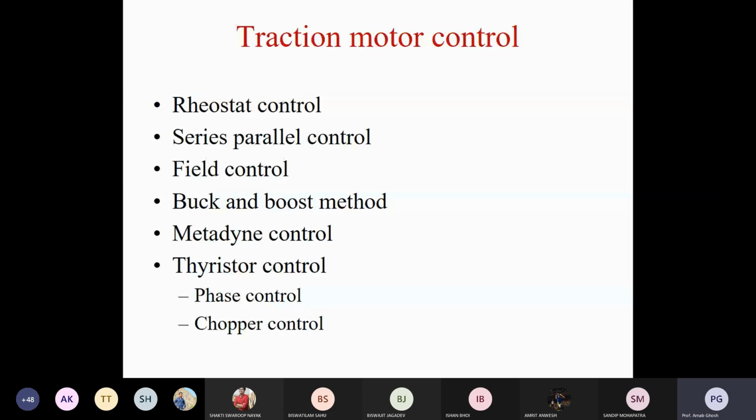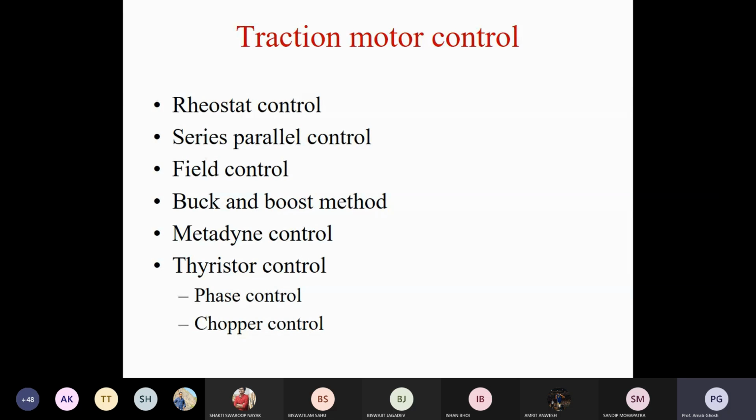Then thyristor control. Why thyristor control? Why not MOSFET control, BJT control, or IGBT control? IGBT control is also possible, but a thyristor can carry huge current as well as huge voltage. So that's why we are giving more focus to thyristor control. It is a latching device. Thyristor control means you are using the thyristor as a solid state device for voltage control: phase control and chopper control. Phase control means AC voltage control, where you control the firing angle. Thyristors are latching devices.